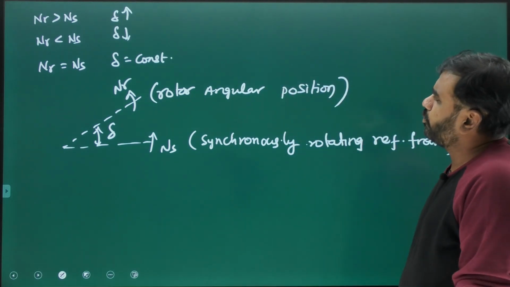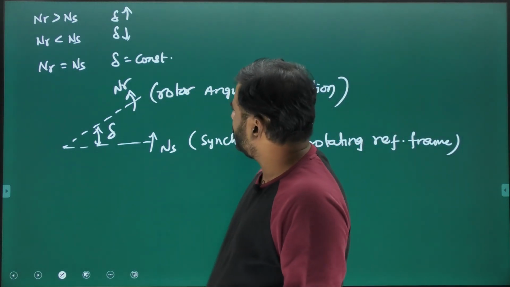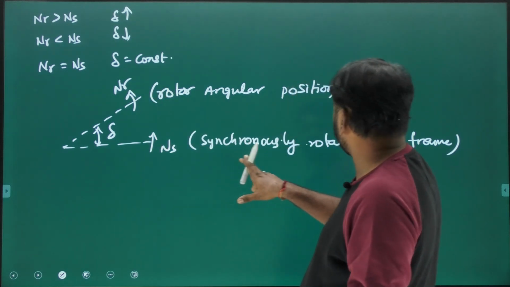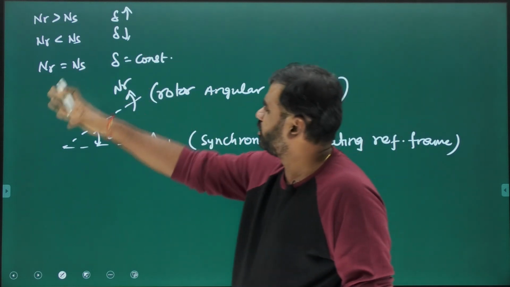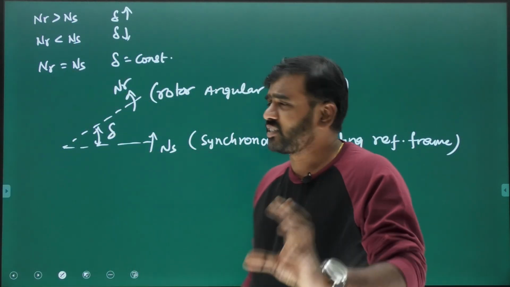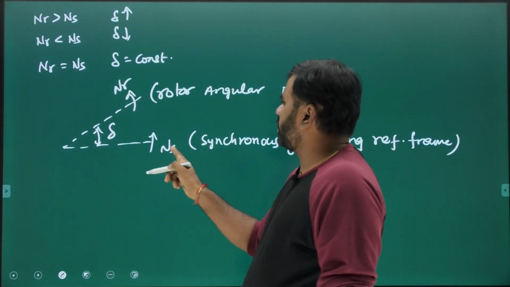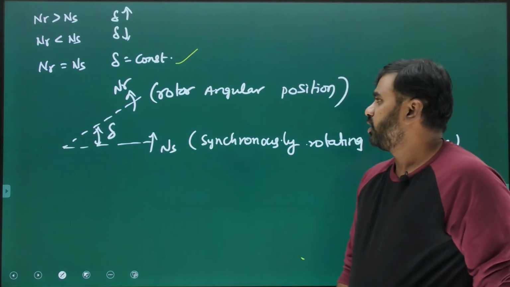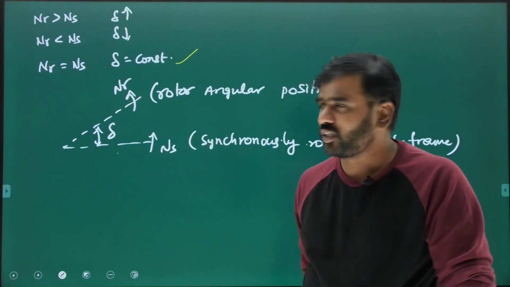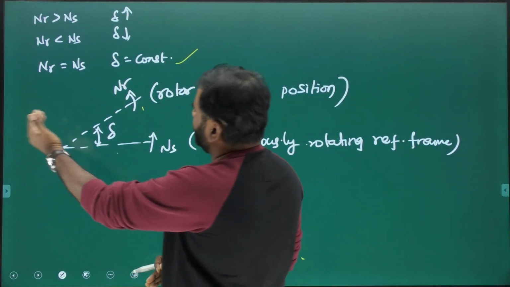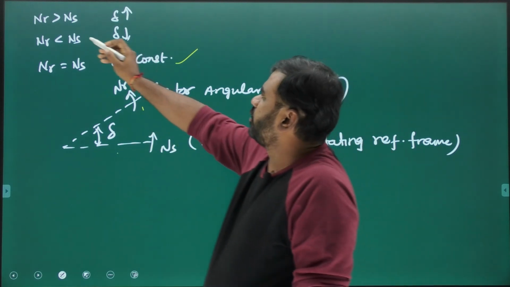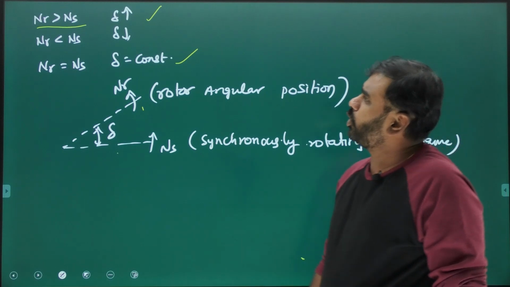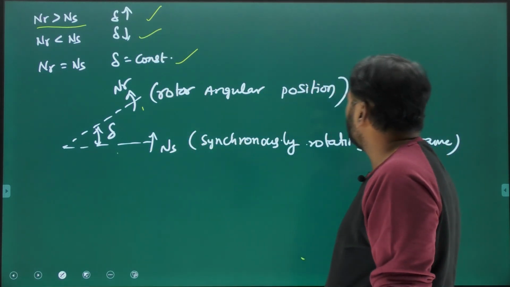If the rotor speed is greater than synchronous speed, what happens? This is the rotor angular position and this is the synchronously rotating reference frame, both rotating in the anti-clockwise direction. If the rotor speed is equal to synchronous speed, this angle is maintained constant. That is the third statement I have written here. Suppose this one is rotating with more speed, then what happens? The angle will increase. If the rotor speed is greater than synchronous speed, the angle will definitely increase. If the rotor speed is less than synchronous speed, the angle will definitely decrease.